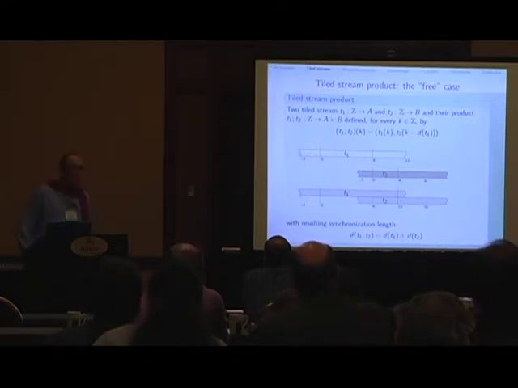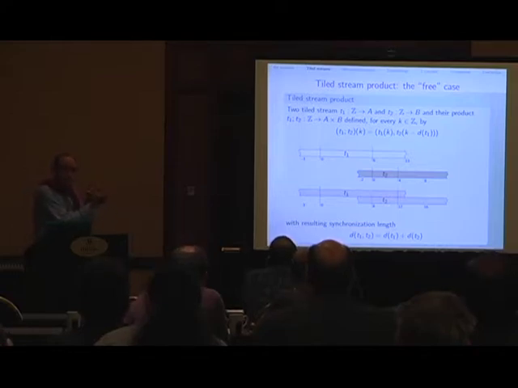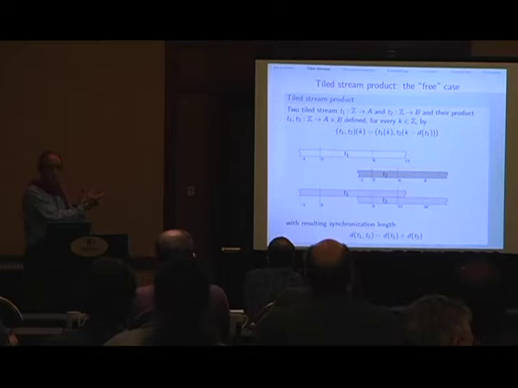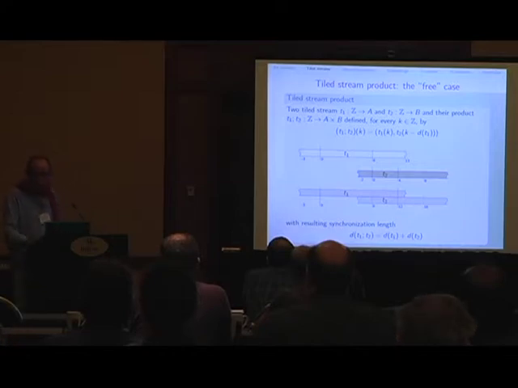The synchronization length does matter, because when I take two tiled signals, they will be positioned one relative to the other. The synchronization length of T1 says by how much I will translate T2 before synchronizing it with T1. There's no constraint that says T1 at t has any relation to T1 at t plus a. For the moment, there's just no problem. And this is the free case.